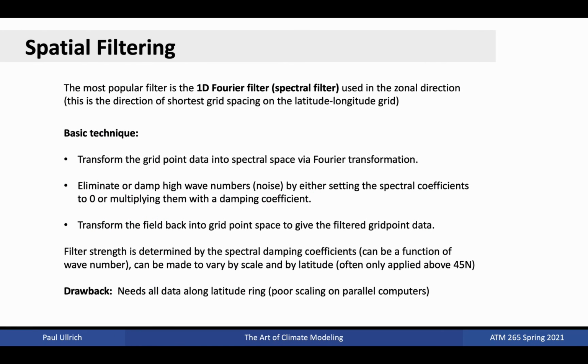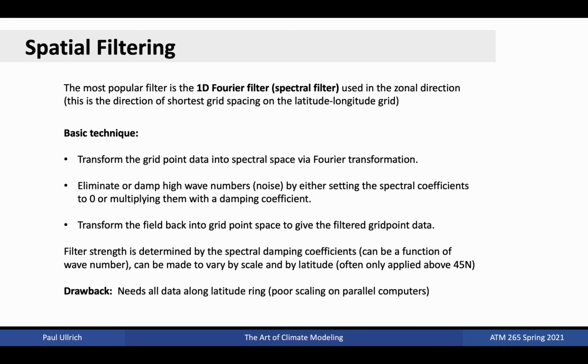The polar filter is a form of spectral filter, meaning that it works in spectral space. Because of the orthogonality of the regular latitude-longitude grid, and the fact that the compression of the grid size only occurs in the longitudinal direction, this filter only needs to be applied in 1D along lines of constant latitude. The basic idea of this filter is as follows. First, we transform the grid point data along each longitude into spectral space via Fourier transform.